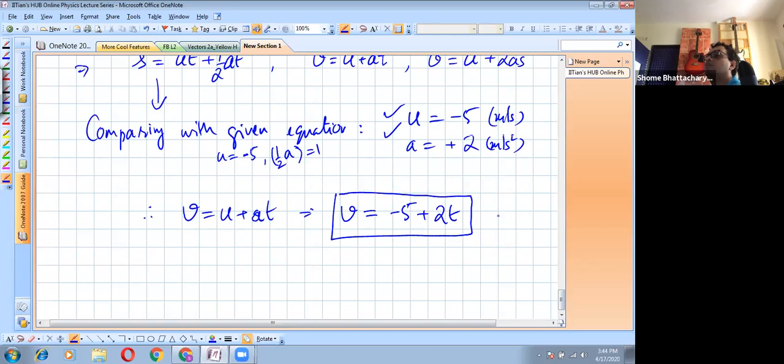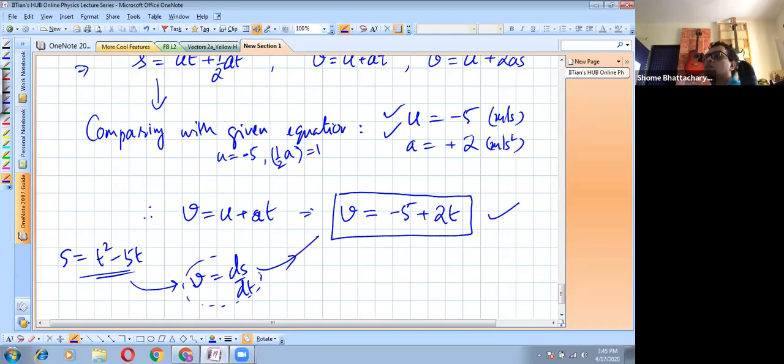If you already know differentiation, you will realize very quickly that if you differentiate that relation, s equal to t square minus 5t, you will get this. So you can also apply the concept that v is equal to the differentiation of s with respect to time. But if you don't know this step of differentiation, don't worry right now. We will learn this very soon. This step is called differentiation.